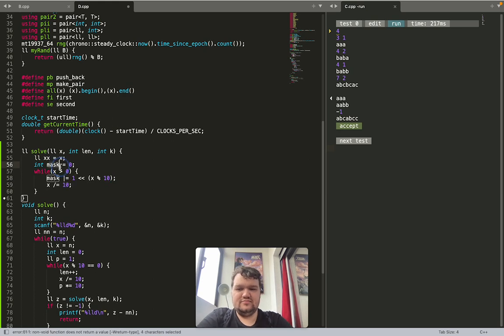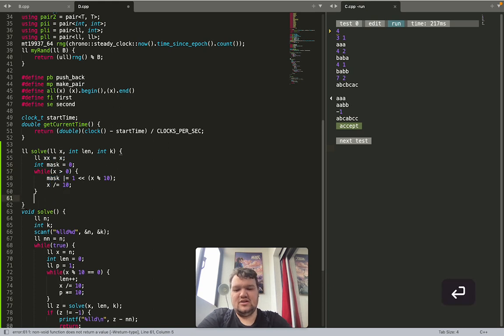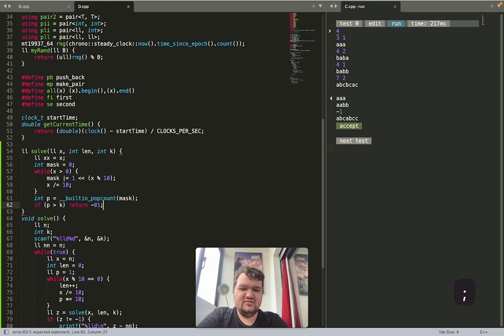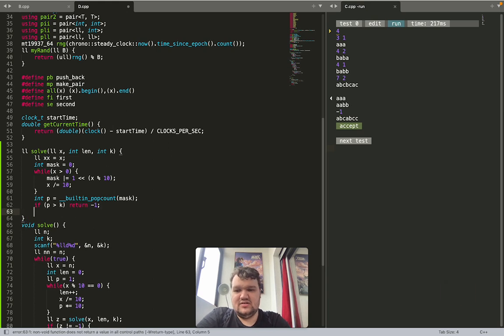So find all the digits that I do have. Calculate the number of digits I have, built-in pop count. If it is more than k, then it's bad. If it is less than k, or I have a 0, so mask and 1 is not 0, just fill it with zeros.